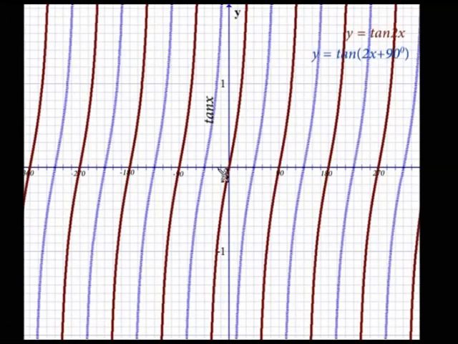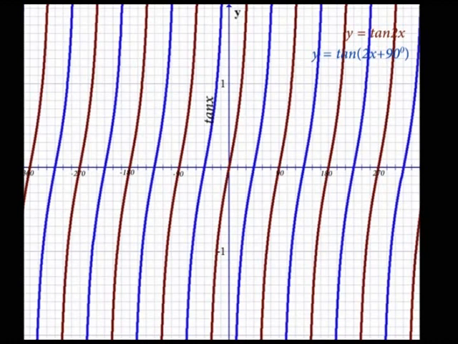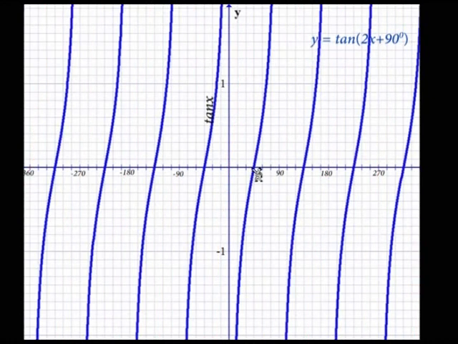Then we had a horizontal shift, so we divide c by b to get the shift. That is 90 over 2 gives us 45. And because it is positive, it is a shift to the left. There is our final graph for the function y is equal to tan of 2x plus 90 degrees.